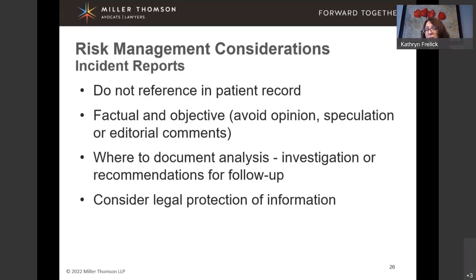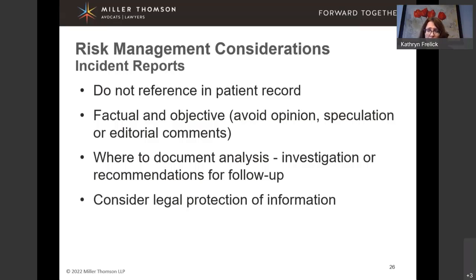You want to make sure that incident reports are factual and objective. In describing the incident, avoid opinion, speculation, or editorial comments. You don't want staff talking about the lack of staffing being the reason for an incident in the factual description of the incident report. And it seems straightforward, but it's something that organizations have to reinforce time and again.